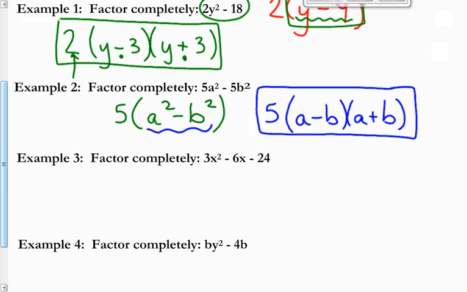And you should still be checking yourself. Even if it's just mentally, I would multiply these 2 parentheses. If you do it correctly, you would get a squared minus b squared. Then drop down your 5 and realize that yes, indeed, you get back to where we were in the beginning.